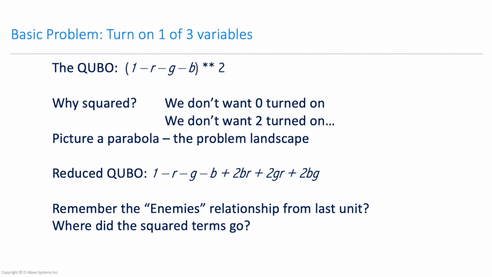But it turns out that the squared terms went away and canceled out because in QUBO arithmetic, R squared or G squared, they equal just the linear term. R squared equals R and G squared equals G. And you can do that in QUBO. You can't do that in Ising. So the formula would look a little bit different in the Ising model. But that's partly why we do QUBO. It looks a little bit simpler. So that's where the squared terms went.